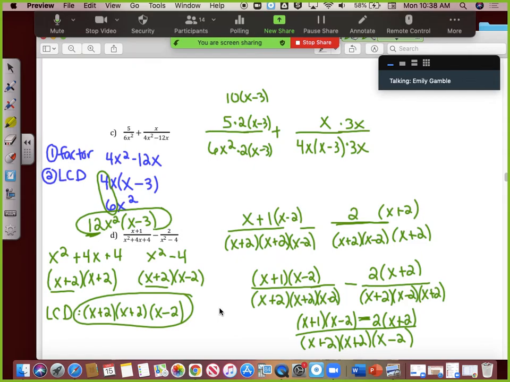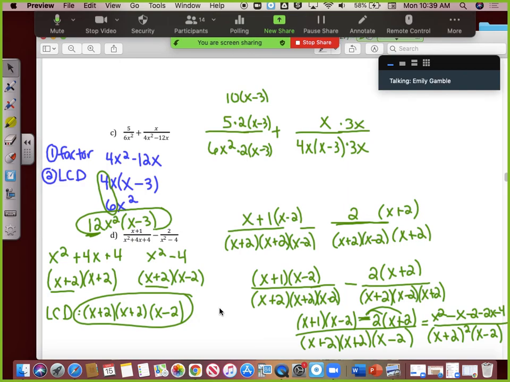So this is going to end up being x squared, and then plus x minus 2x, so minus x minus 2. And then this is going to be negative 2x, and negative 2 times 2 is negative 4, all over x plus 2 to the second power times x minus 2. What I did here is I didn't show you all the steps because of time, but I multiplied x plus 1 times x minus 2 using FOIL, and then I subtracted this out.